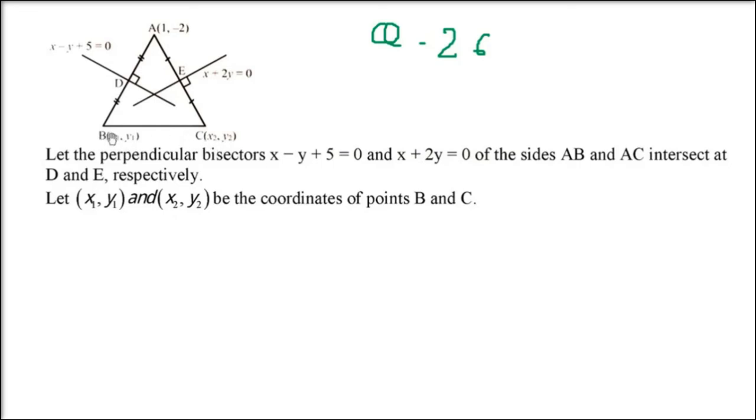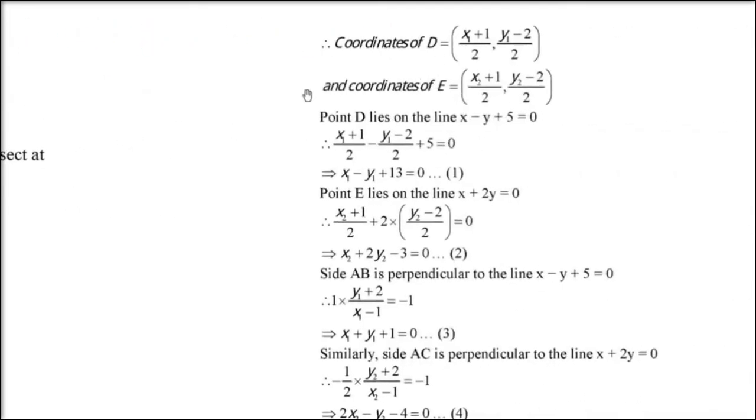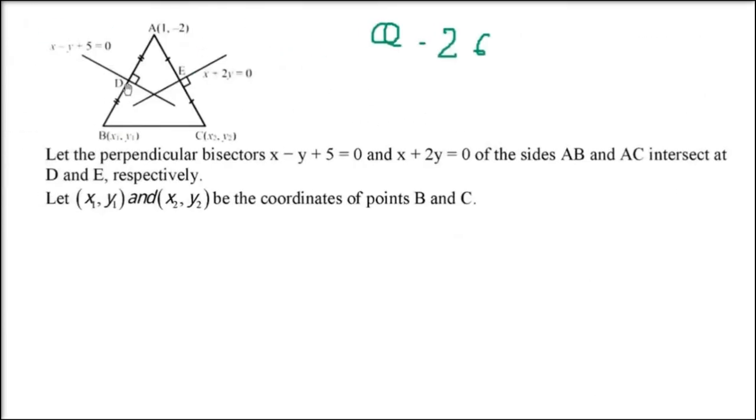So let us assume B and C to be (x1, y1) and (x2, y2). We will be able to find the line if we are able to know x1, y1, x2, y2. Since there are four variables, we need to have 4 equations. For every variable, there has to be one equation. So what is the D point here?